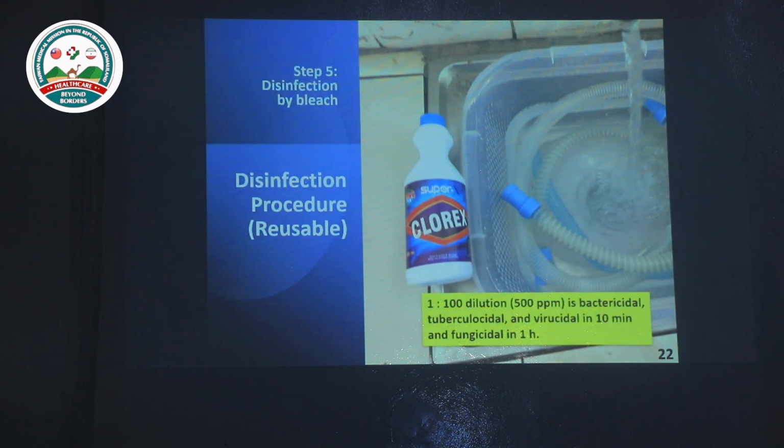And step 5 is to do disinfection. So we use bleach, and for this bleach we use a ratio of around 1 to 100 dilution. This is about a low to intermediate level of disinfection. And we put all of the cleaned circuit into this box, immersed in the bleach for about 30 minutes to 1 hour.